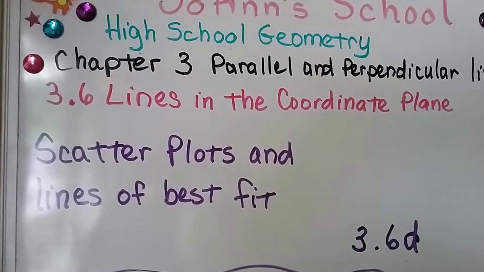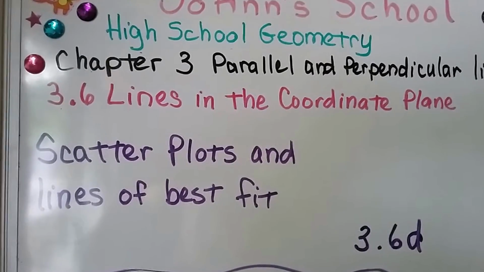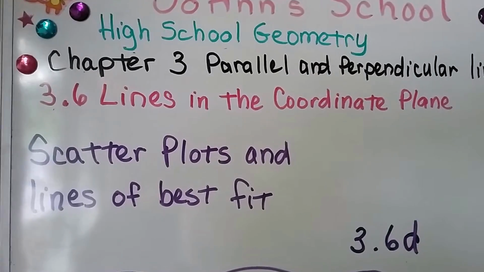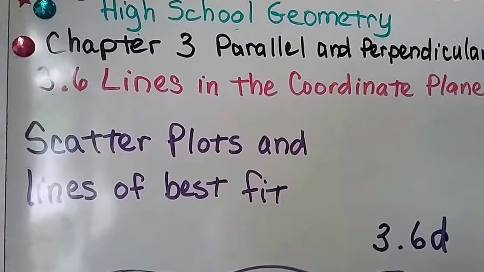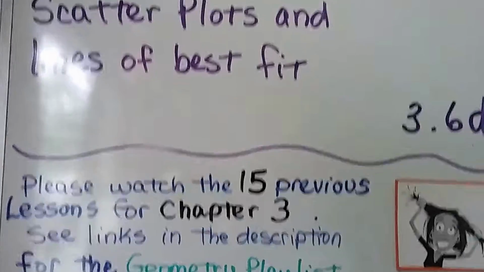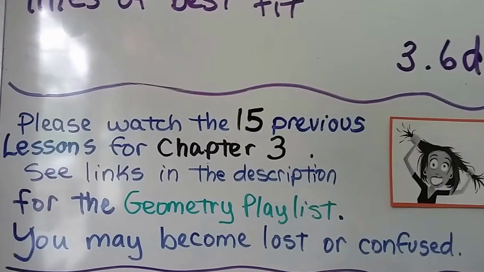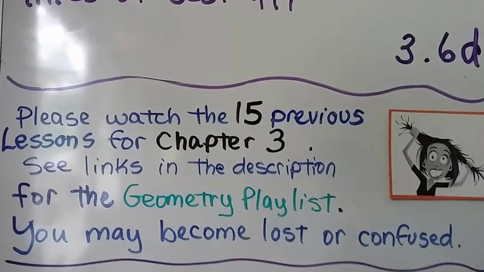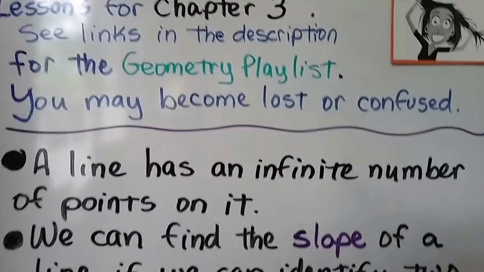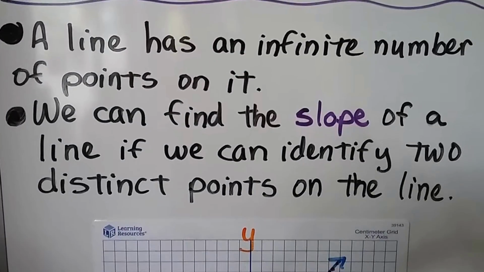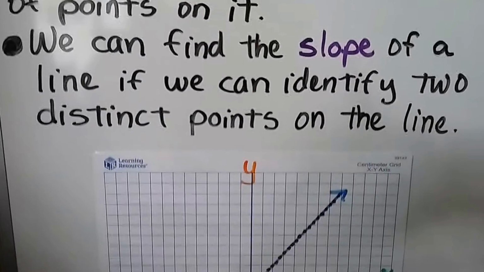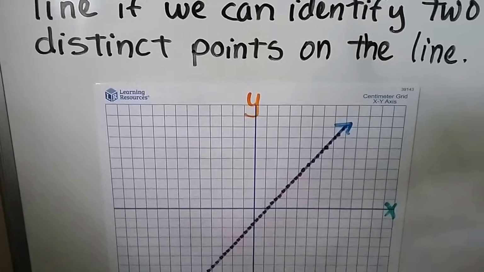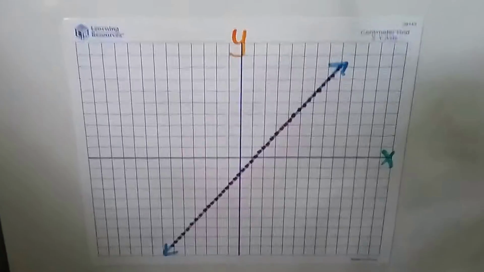This is the last video for Chapter 3, and we're going to talk about scatter plots and lines of best fit. This is 3.6D, and all the previous videos for Chapter 3 are linked in the geometry playlist in the description. A line has an infinite number of points on it, and we can find the slope of a line if we can identify two distinct points on the line.